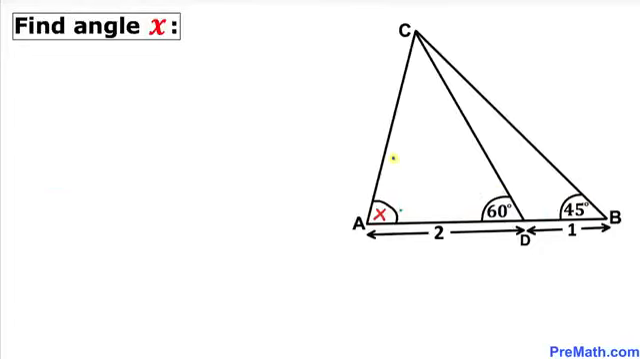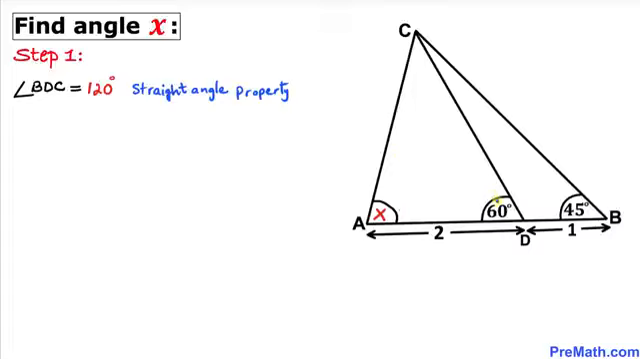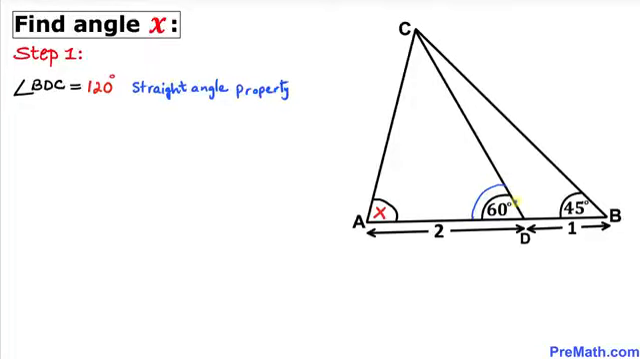So let's go ahead and get started with the solution. And here's our very first step. Let's look at this angle that is 60 degrees, and we know this whole angle is 180 degrees. Therefore, this angle is going to be 180 degrees minus 60 degrees, which makes 120 degrees. No wonder I wrote down angle BDC is 120 degrees.